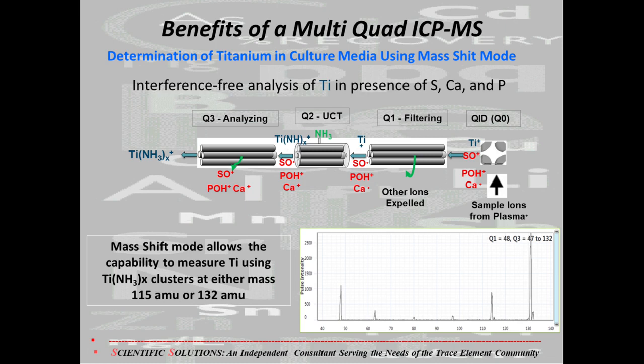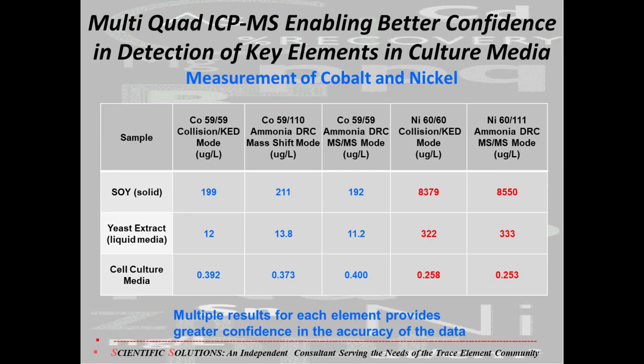So in this example, titanium ions, sulfur and phosphorus molecular ions, and calcium ions, all at mass 48, enter the cell. Ammonia gas reacts rapidly with titanium, creating several titanium ammonium molecular cluster ions at higher masses. Q3 then resolves these cluster ions from the other masses. So in the mass spectrum shown here, the titanium ammonium molecular ion clusters produce a number of spectral peaks, including major ones at masses 115 and 132 AMU, which can then be used for quantitation.